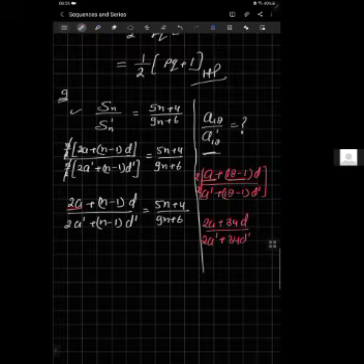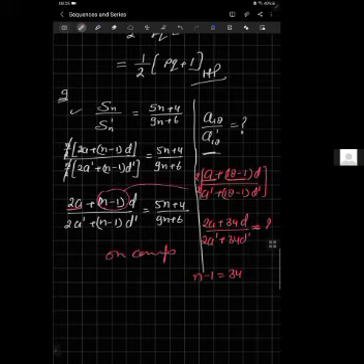Now see, when we will compare, because we need to calculate this, it means on comparing, n minus 1 must be 34. N minus 1 is the coefficient of d. Over here, the coefficient of d is 34. So n minus 1 must be 34. N must be 35. It means put n is equals to 35.